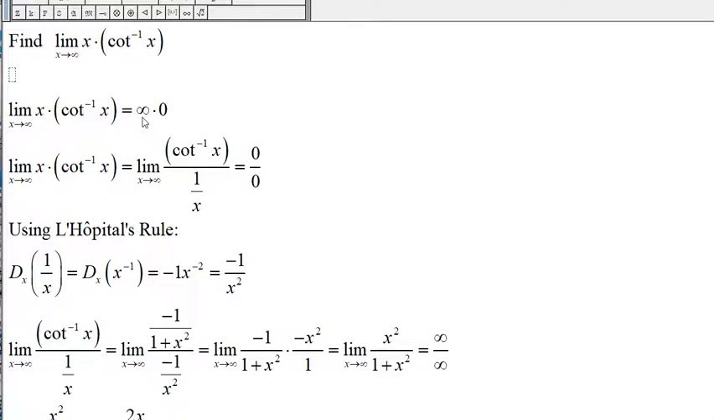But here we have infinity times 0, which is not infinity over infinity or 0 over 0. And so here we cannot use L'Hopital's rule.